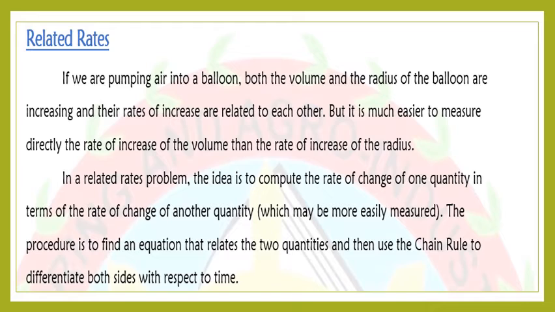In a related rates problem class, the idea is to compute the rate of change of one quantity in terms of the rate of change of another quantity, which may be more easily measured. The procedure is to find an equation. Okay, take note of this. The procedure is to find an equation that relates the two quantities and then use the chain rule to differentiate both sides with respect to time. Okay, so tandaan nyo to.